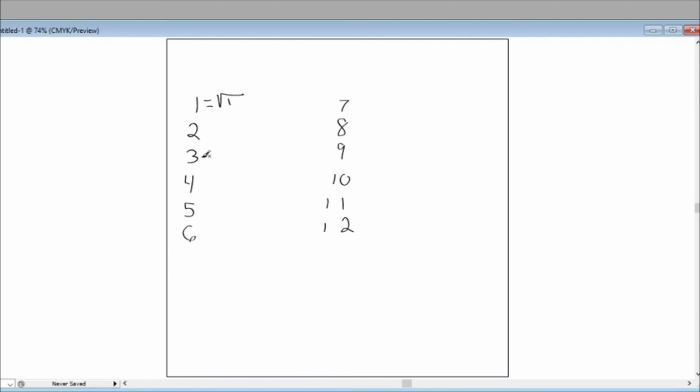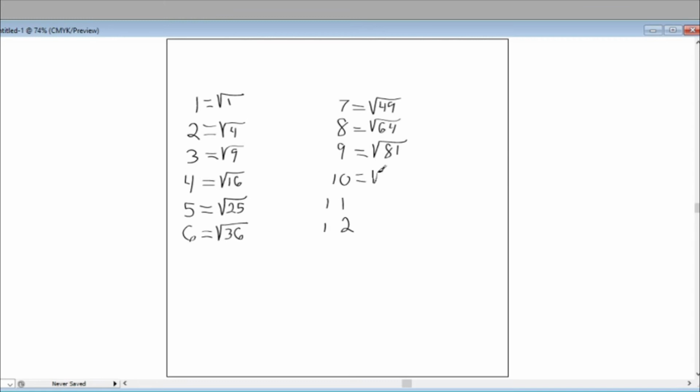So, square root of 1 is 1. Square root of 4 is 2. Square root of 9 is 3. Square root of 16 is 4. Square root of 25 is 5. Square root of 36 is 6. Square root of 49 is 7. Square root of 64 is 8. Square root of 81 is 9. Square root of 100 is 10. Square root of 121 is 11. And square root of 144 is 12.